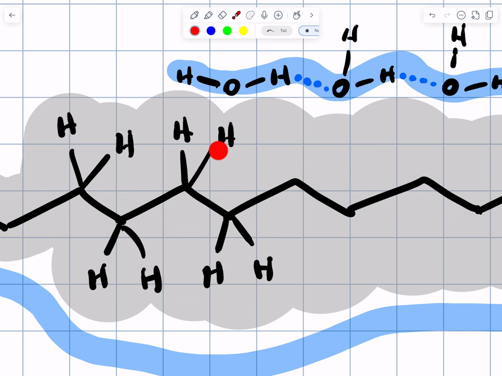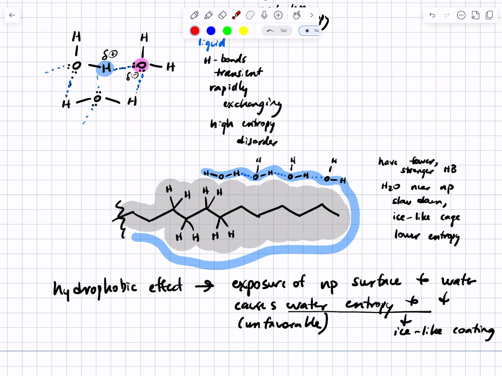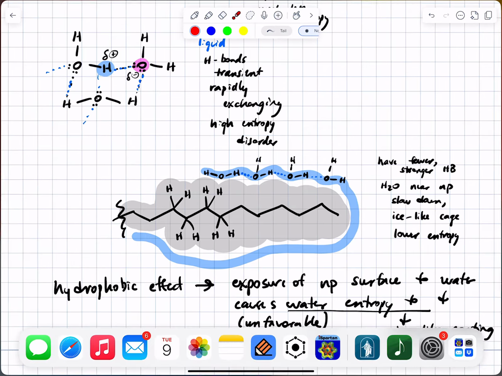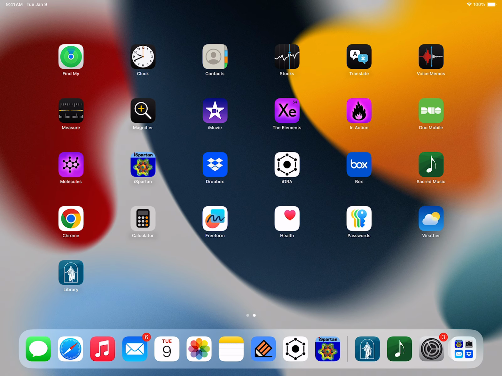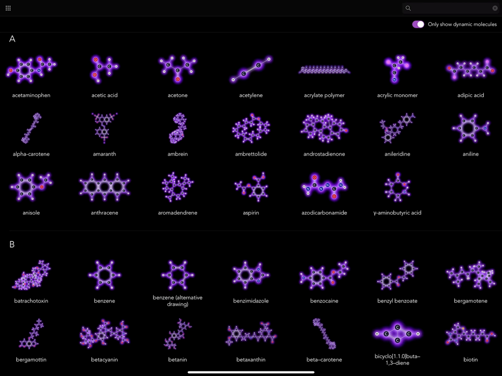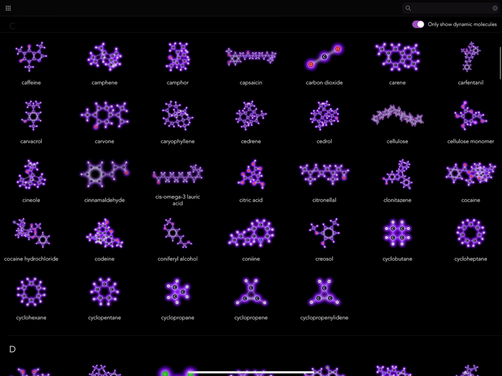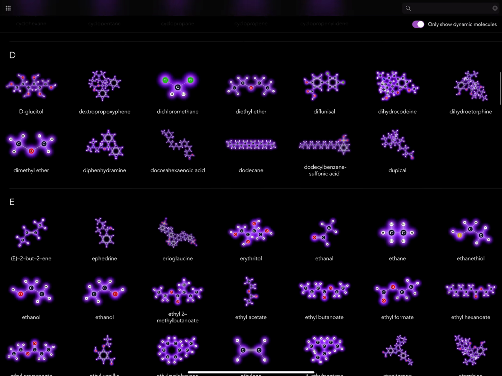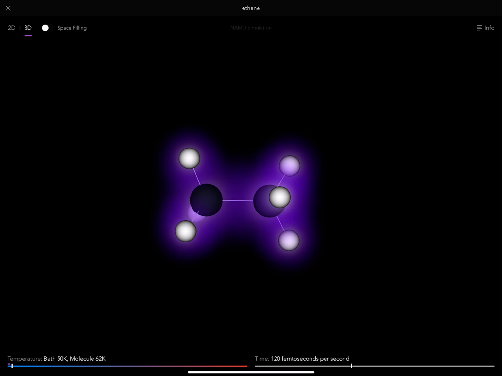All right, well, that's it on the non-covalent interactions. So now we want to talk about shapes of organic molecules. And I'll teach you how to draw this, but it's best to see it in animation first. So we'll go to the Molecules app, and we'll look at our gallery of molecules, and we're just going to look at the molecule ethane, which is one of our simplest two-carbon molecules.